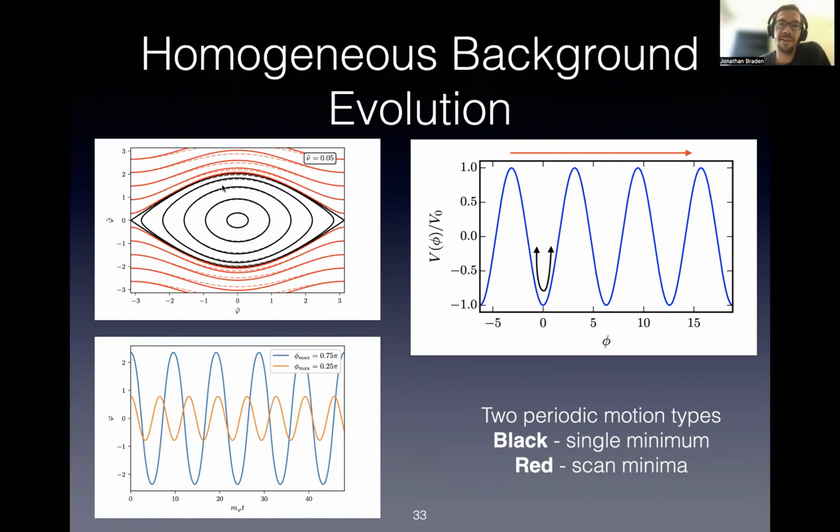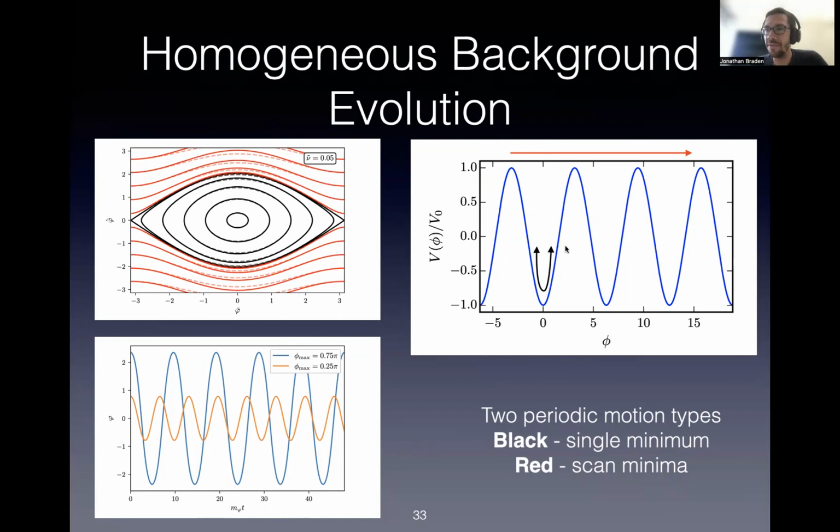So in the top left here, I've got a phase diagram for phi and phi dot. And the solid lines are solving the full BEC system in the homogeneous limit. The dashed lines are just solving the sine-Gordon equation, okay? And so you can see as long as the amplitude of the oscillations is not too big, the sine-Gordon approximation is actually a really, really good approximation to the dynamics of the background BEC evolution, okay?